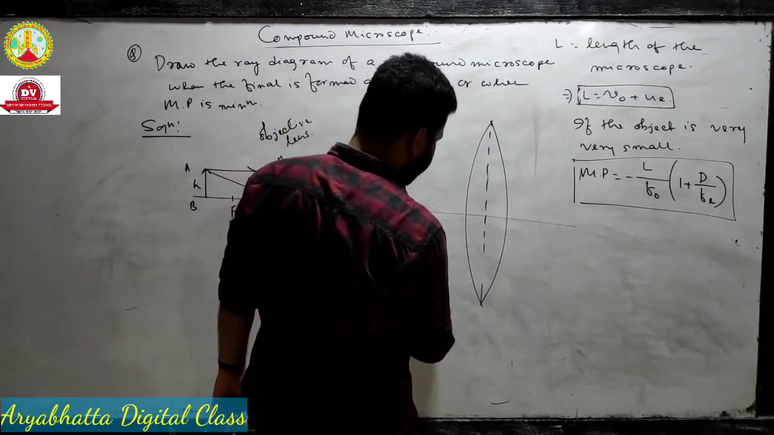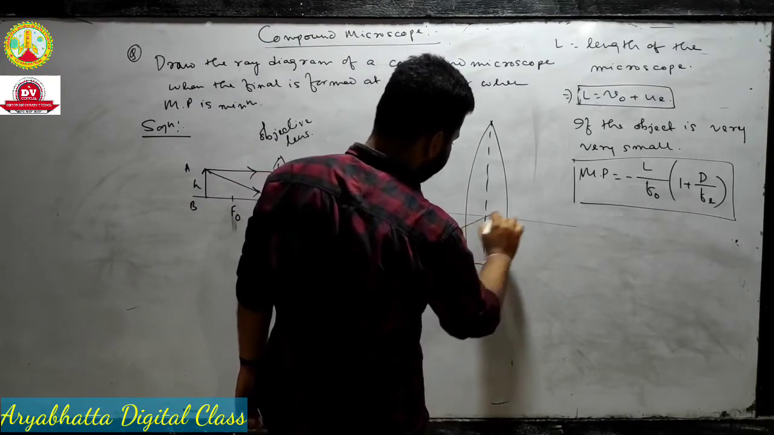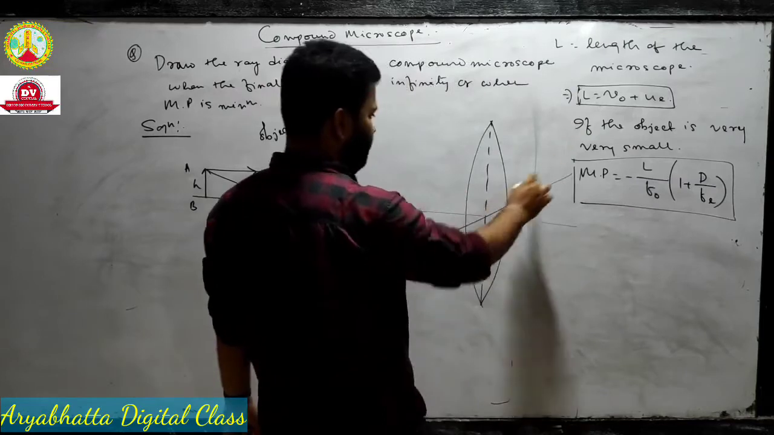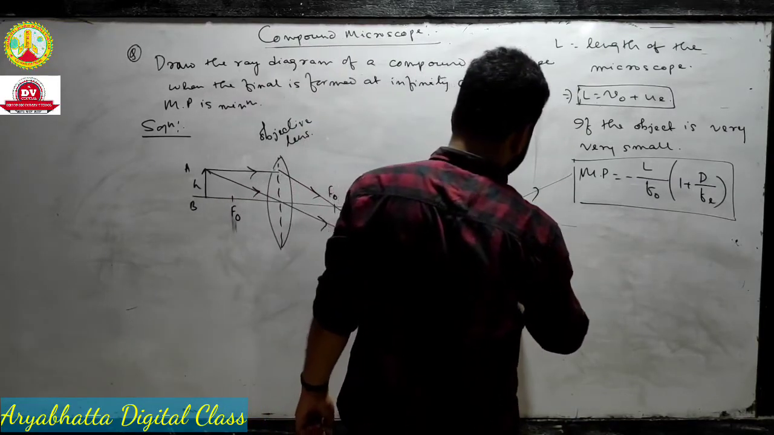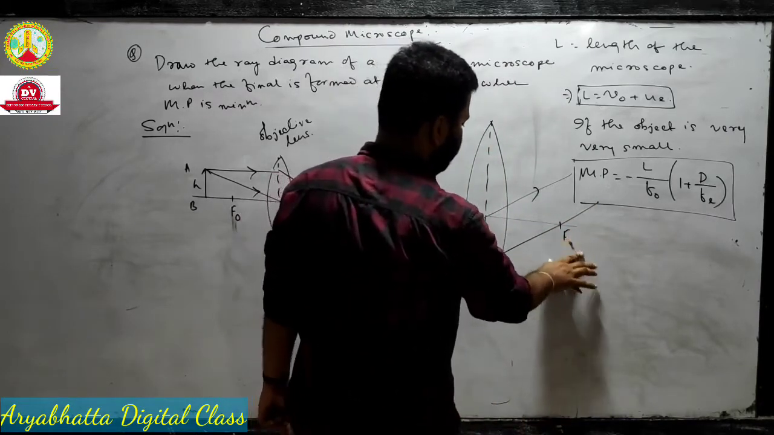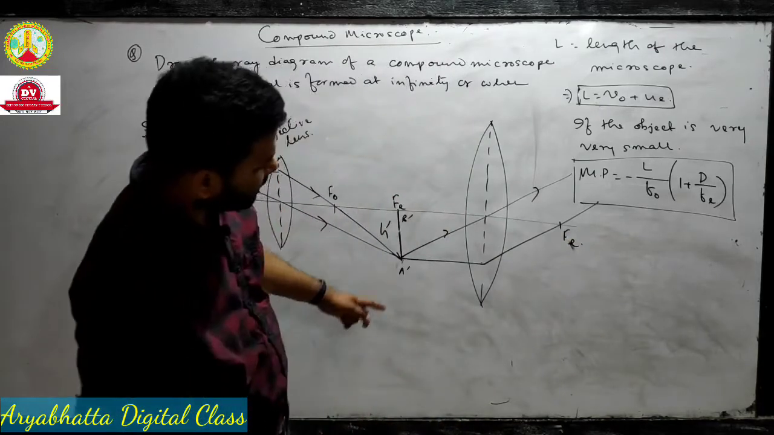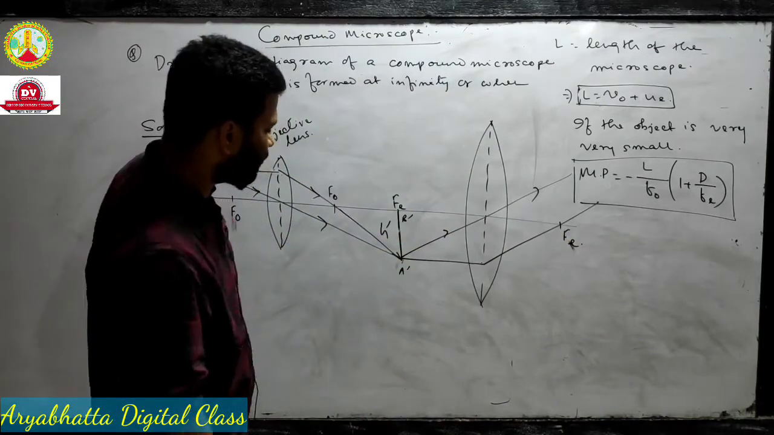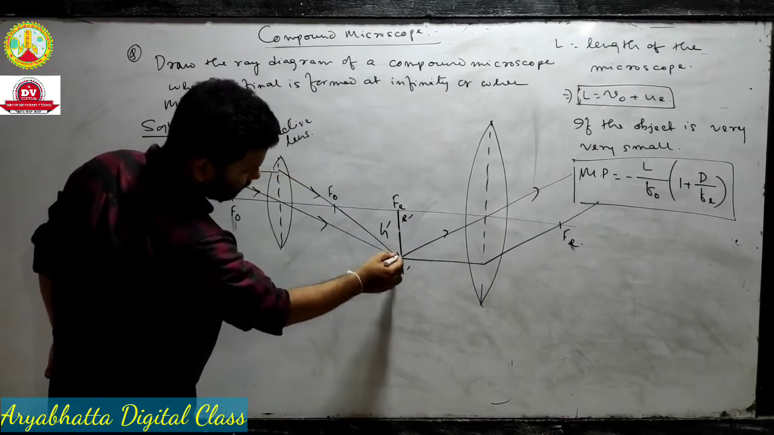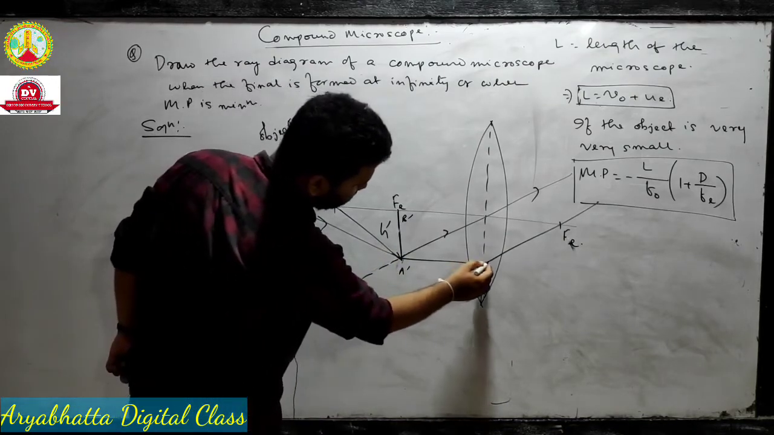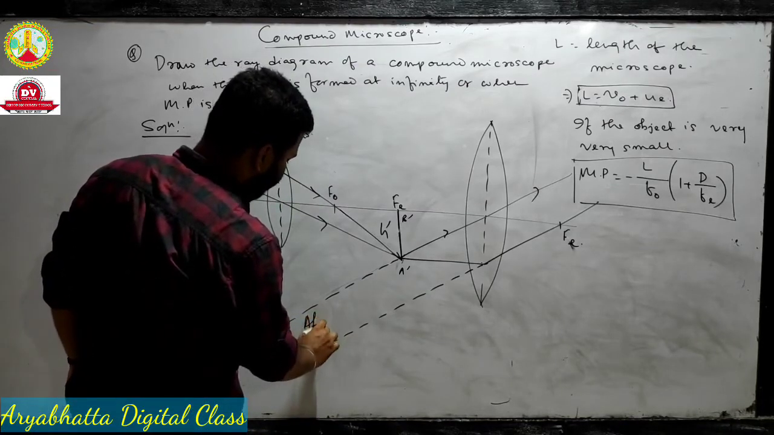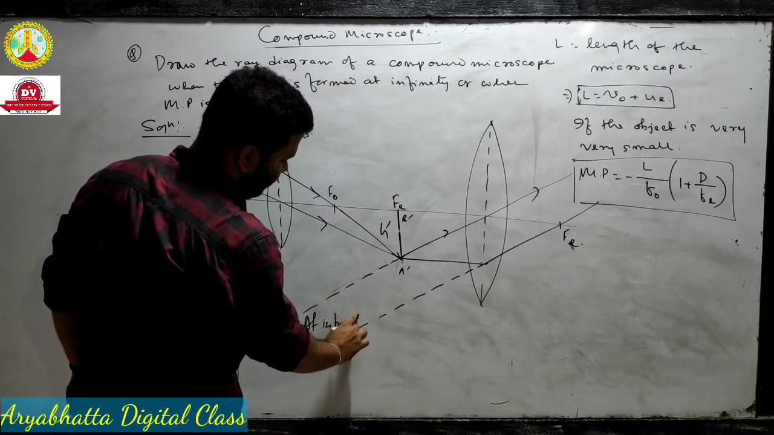From here one light ray will travel like this, and another will pass directly through the focus. Another one, sorry, this has passed through the optical center, and another will pass through the focus. This is the FE, because this one is the eyepiece. From the diagram it is clear that these two light rays are parallel. So where will the image form? You simply extend this one and extend this one also. The image will finally form at infinity.